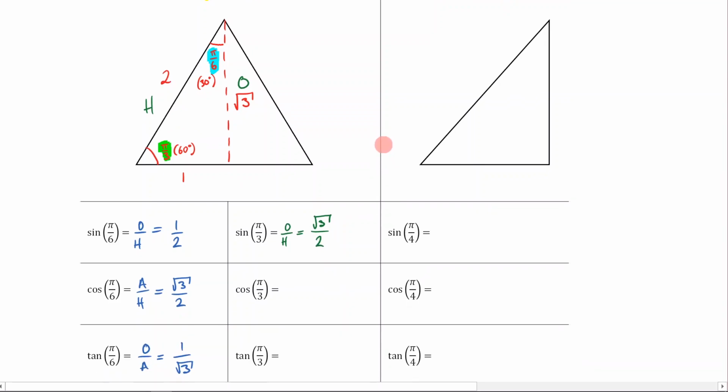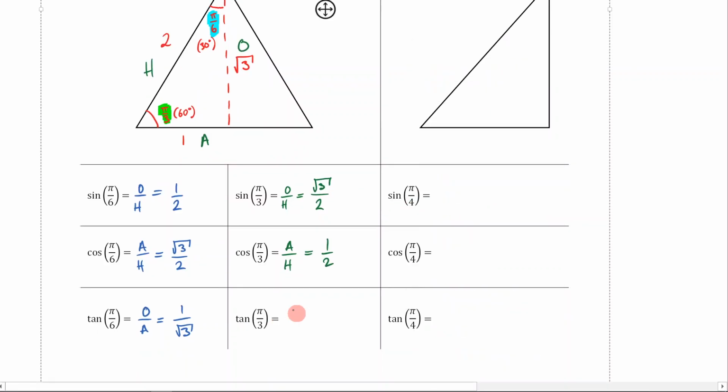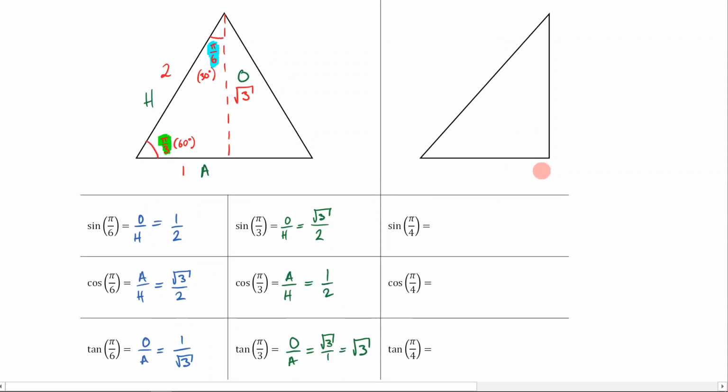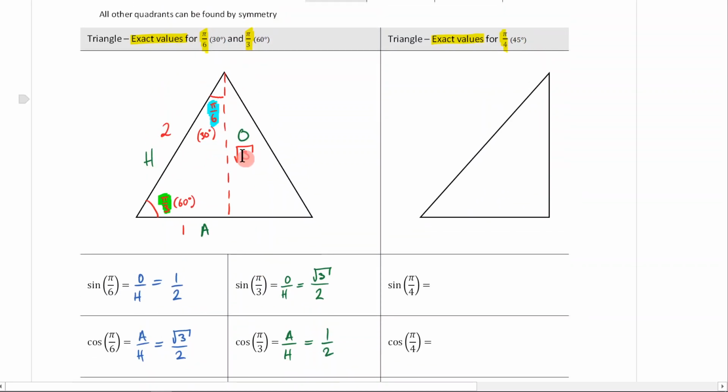Then for the next one, this is going to be adjacent over hypotenuse because it's cos. So adjacent is going to be 1 on 2. And then lastly, tan is going to be opposite over adjacent. So my opposite here is going to be the square root of 3, and my adjacent is going to be 1, so it's going to be square root of 3 over 1, which is just the square root of 3. Perfect. So that's how we can find the exact values for pi on 6 and pi on 3. As you can see, we used this triangle to get our exact values for these two angles.